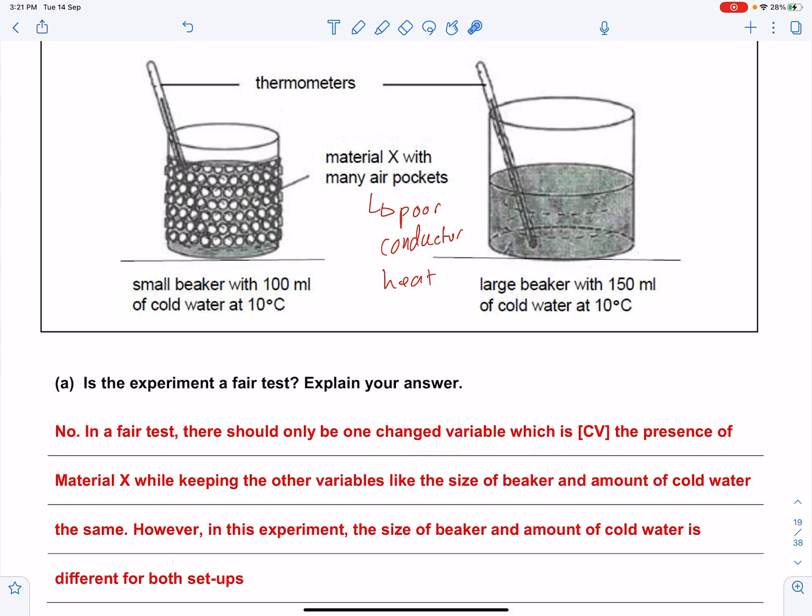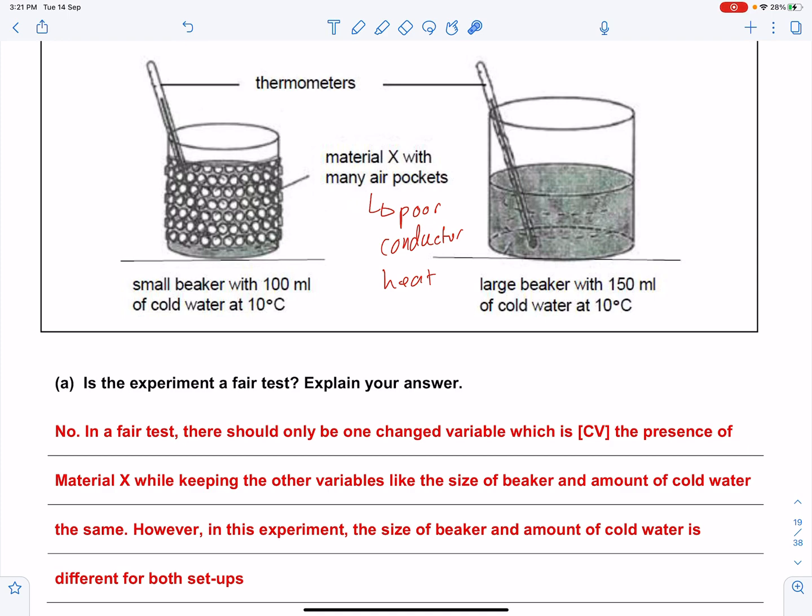Then you need to tell me what is the change variable, which is the presence of X, while keeping other variables like size of beaker and amount of cold water the same. Remember, I told you try to at least give 2. Can you see this is 1 and this is 2? Examples of the variables that are supposed to be kept constant. However, in this experiment, the size of the beaker and the amount of cold water is different. So you have introduced an additional 2 change variables to this experiment, making it unfair.